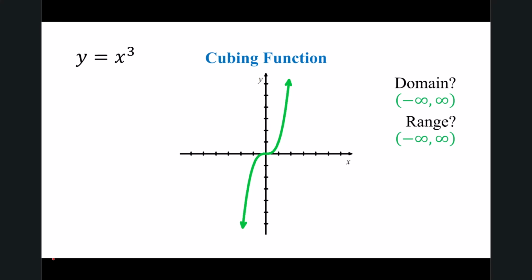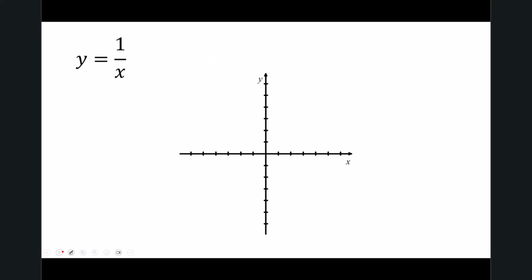If we plug in a positive number into x cubed, we get a positive number. If we plug in 0, we get 0. And if we plug in a negative number for x, we get a negative number for y. The only intercept is, again, the point (0, 0).